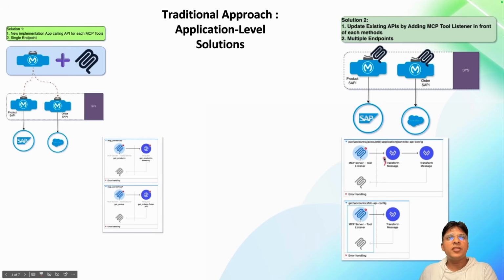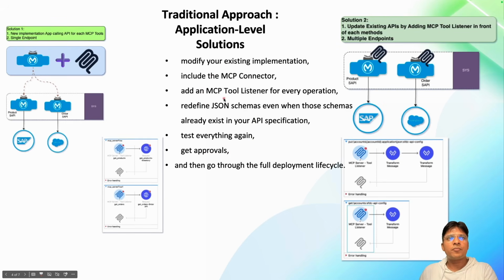If you follow this approach, then our team needs to follow these steps. Either create a new implementation or update the existing implementation. Make use of the MCP connector, add MCP tool listeners for the operations which you want to expose as MCP tools. Rewrite JSON schemas for request and response, even if those schemas are already part of your API specification and published on Exchange. Test everything again, get approvals, and follow the complete deployment lifecycle. This approach works fine, but with additional operational overhead.